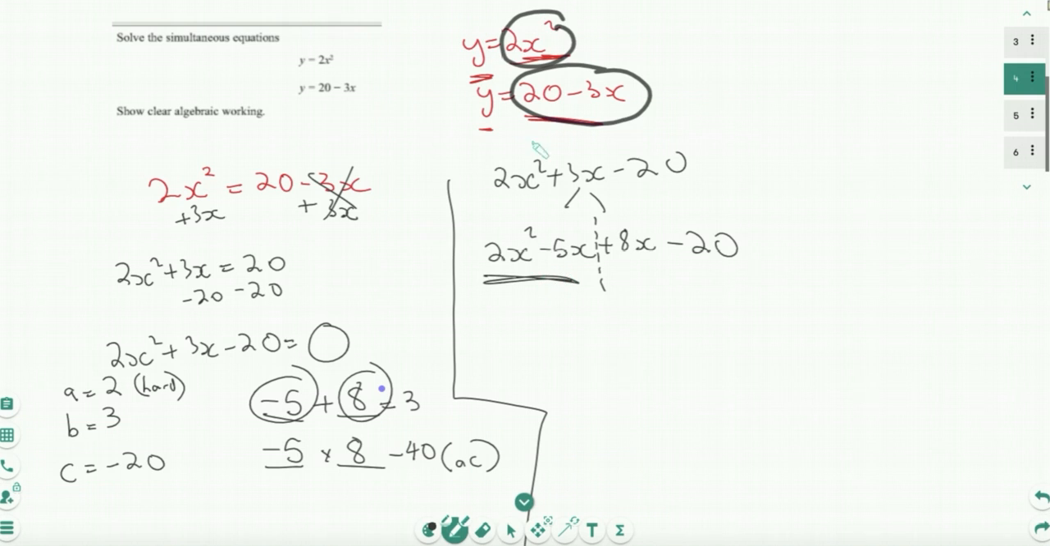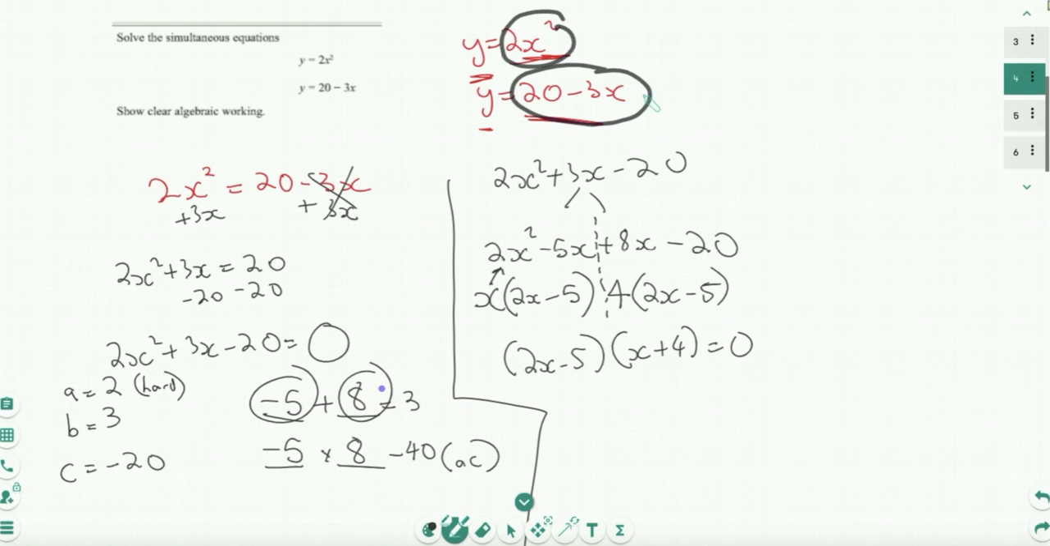What's in common between 2x squared and minus 5x is an x. Open up a bracket. X to 2x squared is 2x. X to negative 5x is negative 5. Next pair, the highest common factor is 4. That's it. So 2x minus 5. Ooh, great. Both terms in the brackets are exactly the same. So we've done it correctly. So our first bracket will be 2x minus 5. Our second bracket will be x and positive 4, equals 0.